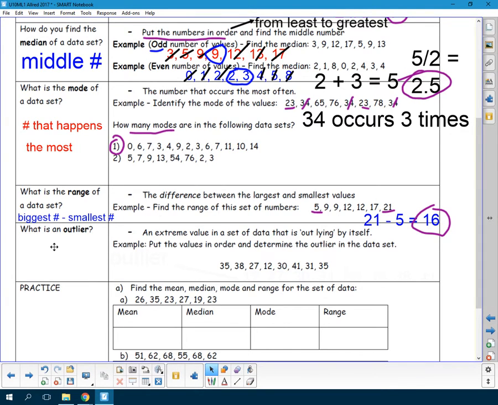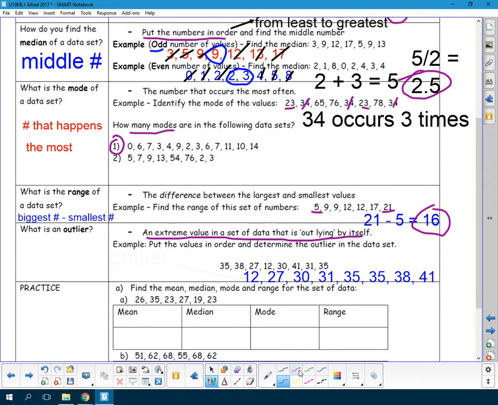Okay, an outlier, which is an extreme value in a data set, a number that's outlying by itself. The best way to find it is to put the values in order. I've done that for you for this data set: 12, 27, 30, 31, 35, 35, 38, 41.